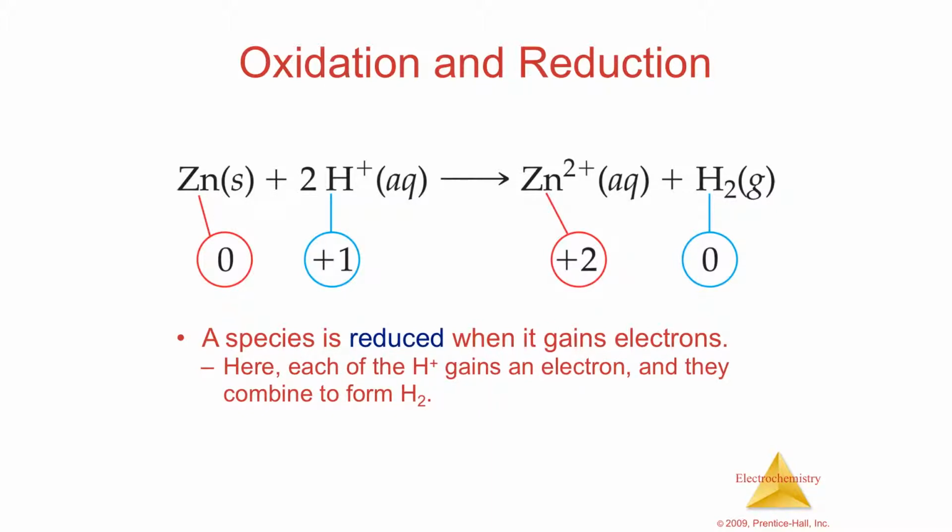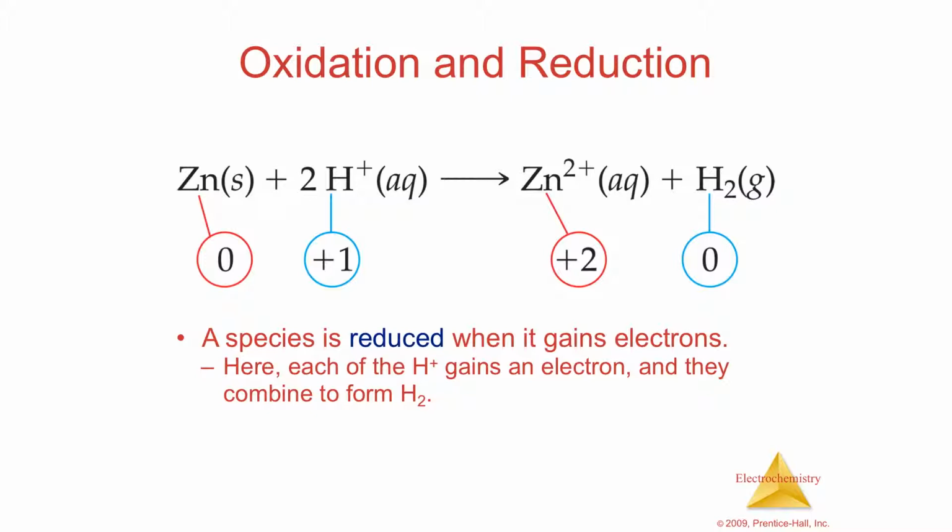A species is reduced when it gains electrons. If something takes electrons from something else, it becomes more negative, and that's where the word reduce comes from. It reduces in charge. For instance, if you have the hydrogen ion H+, and each one of those hydrogens steals an electron, then that hydrogen is no longer a charged particle. It's now simply hydrogen gas, and it comes out of solution as bubbles. So this would be reduction.